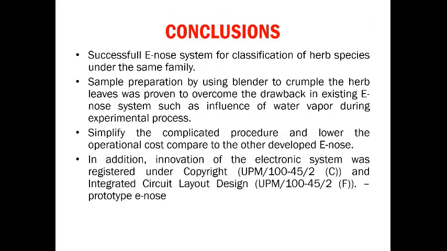We successfully developed an ENOS for classification of herb species under the same family. The sample preparation using a blender to convert the leaves helps overcome the drawbacks in existing ENOS, simplifies the complicated procedure and lowers the operational cost compared to other developed ENOS. In addition, the innovation of this electronic system was registered under UPM copyright, and also the integrated circuit layout design for the prototype.